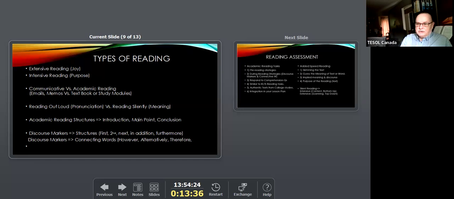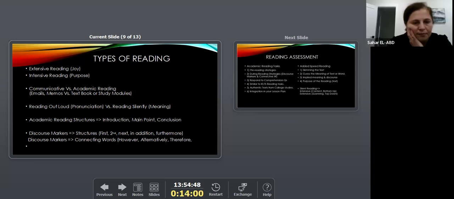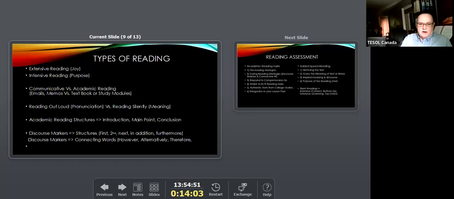Academic reading structures are comprised of an introduction, the main body of the text, and a conclusion or summary. You can use discourse markers, structures such as first, second, next, in addition to, or furthermore. And other discourse markers are connecting words. However, alternatively, or therefore, as examples.